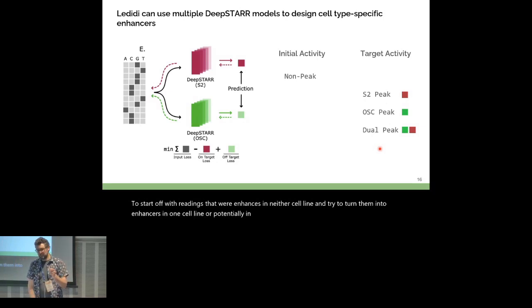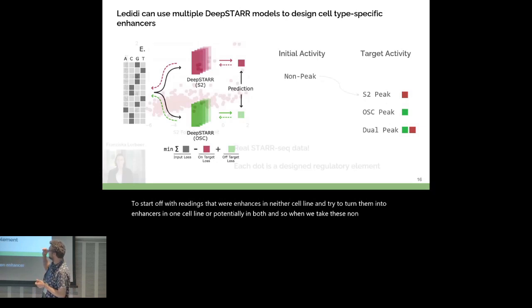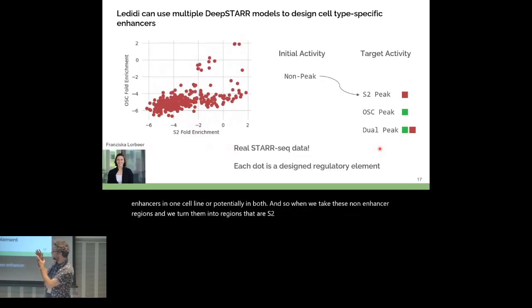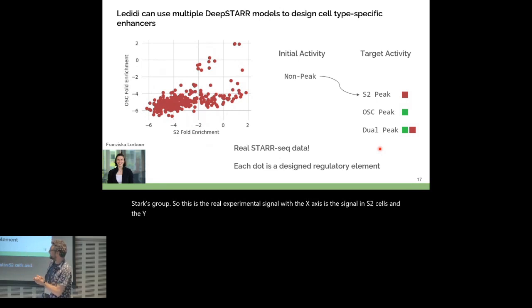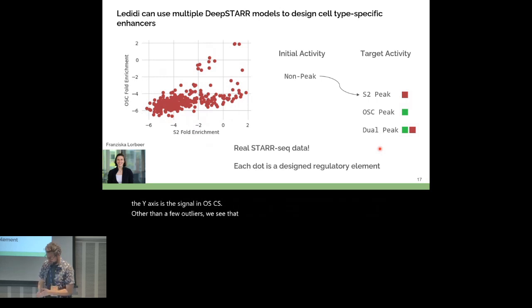And so when we take these non-enhancer regions and we turn them into regions that are S2 specific enhancers, we can see that they yield S2 specific STARR-seq signal. This is an experiment that was performed by Franzi and Alex Stark's group. So this is the real experimental signal, where the x-axis is the signal in S2 cells, and the y-axis is the signal in OSCs. Other than a few outliers, we see that the OSC signal has been quite contained.